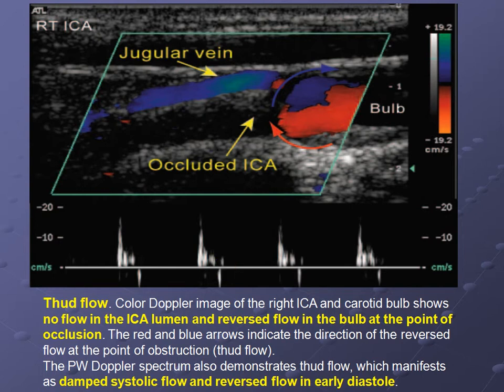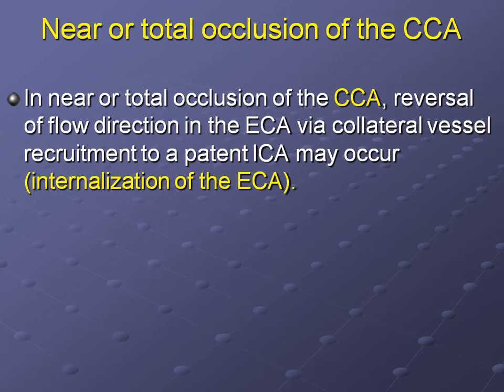Yes, after a while, the flow will be reversed. We'll talk about it in just a minute, okay? So, with near or total occlusion of the common carotid artery, reversal of flow direction in the external carotid artery via collateral vessel recruitment to a patent ICA may occur, causing internalization of the external carotid artery.